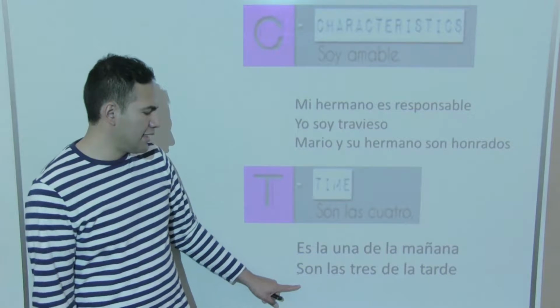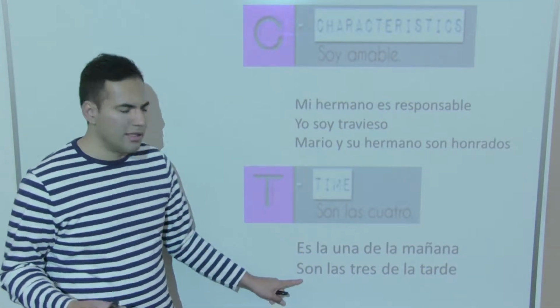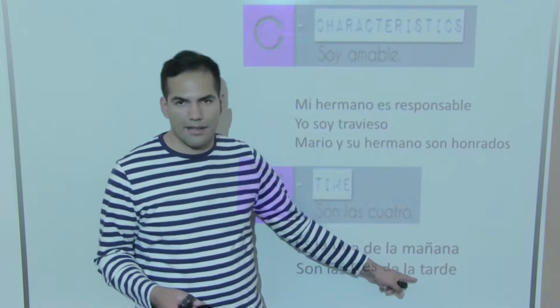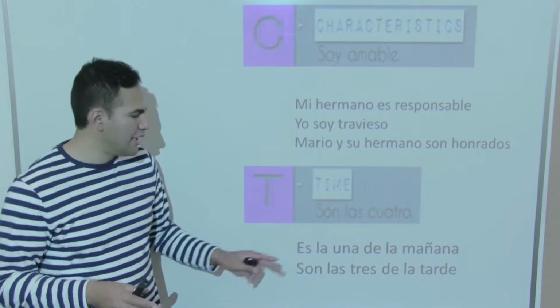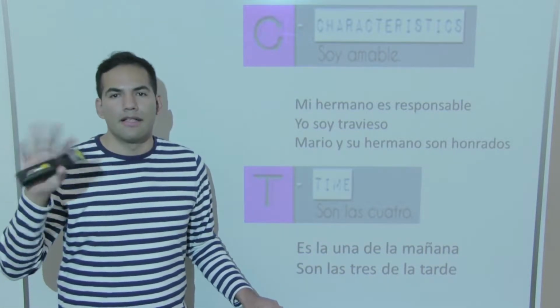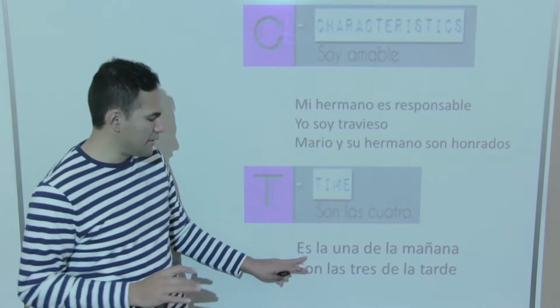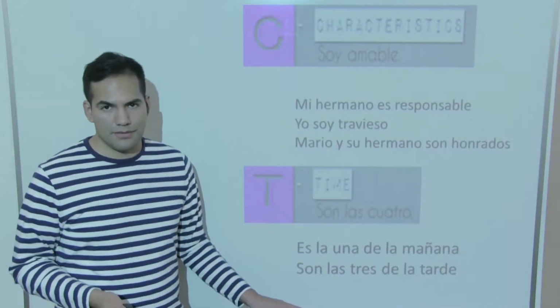But if we're talking beyond 1 p.m. or 1 a.m., it's always going to be son. Son las 3 de la tarde. Okay, so try to remember that. I've seen a lot of students getting tricked by that. Just remember, if you're talking about 1 o'clock in the morning or in the afternoon, it's always going to be es. If it's any other time during the day, then it's going to be son.